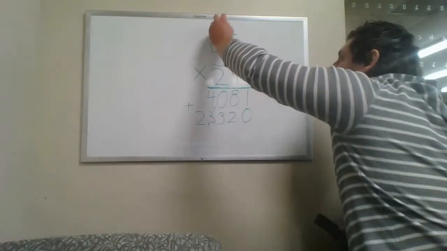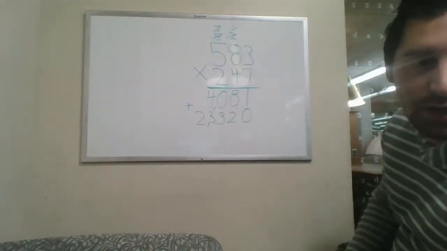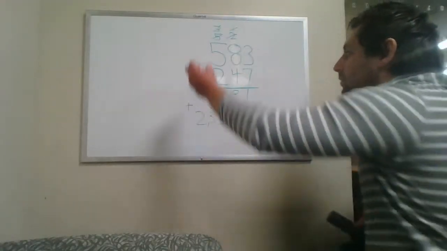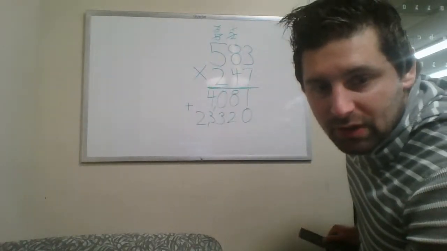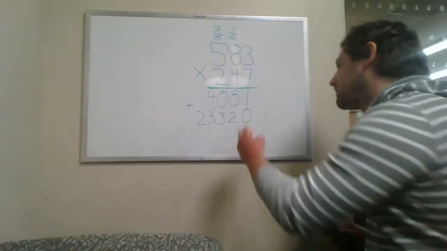So now we have one more round of multiplication left. Before we multiply the top 3 digits times the bottom digit in the hundreds place, we have to put a 0 in the ones place and a 0 in the tens place.